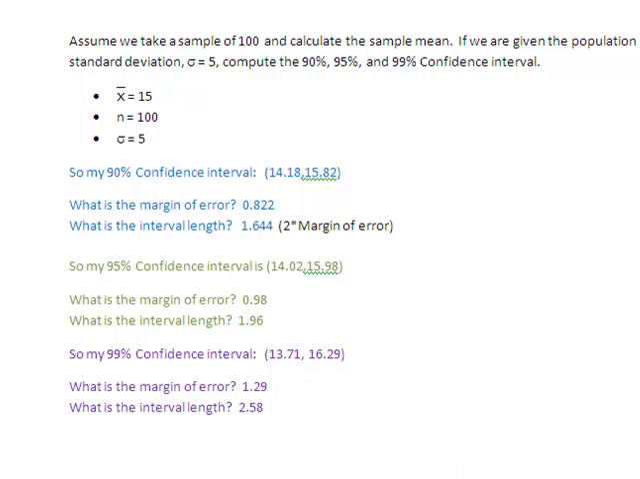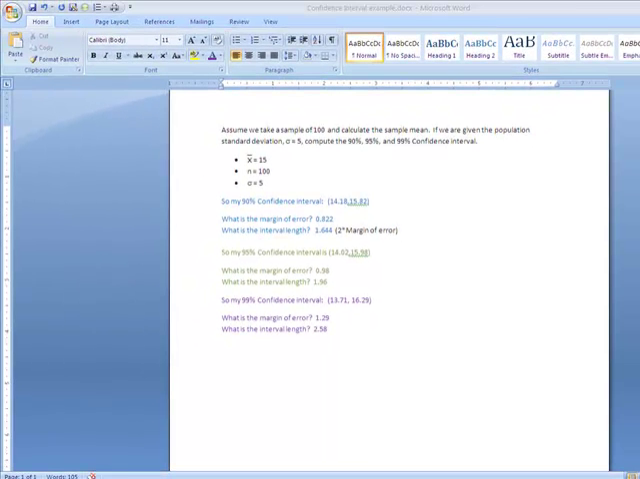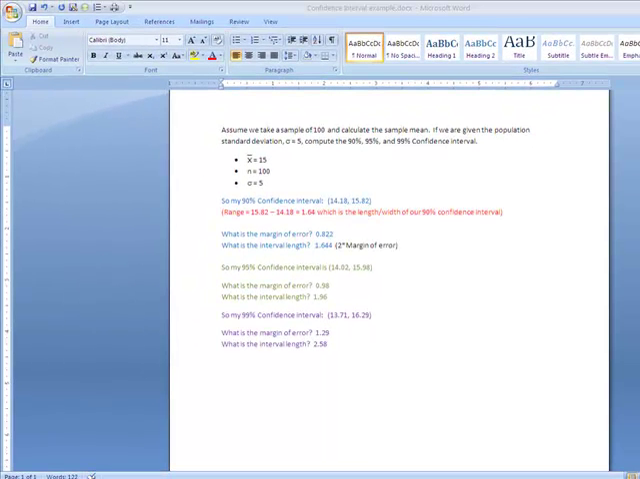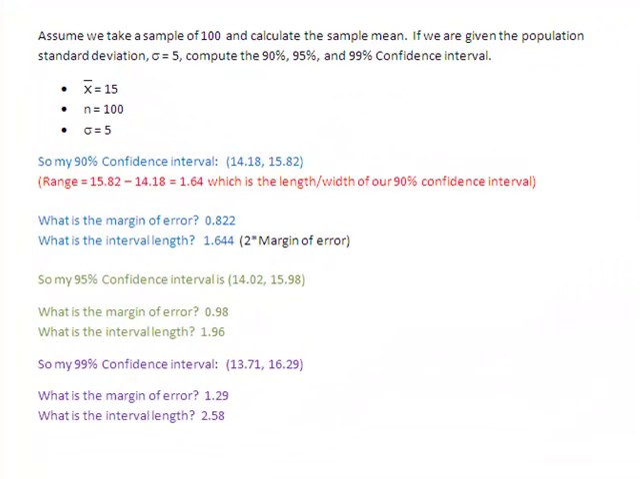So we calculated the confidence intervals last time. We talked about the margin of error. That was the half width of our confidence interval, and we could even say what the length was. It's twice the margin of error. Or we could have just done a calculation on the range of our confidence interval. So as you can see in red, getting the range of that confidence interval, just taking 15.82 minus 14.18, we get 1.64. And that is exactly what the length of our interval is when we take 2 times the margin of error. So those are the same thing.